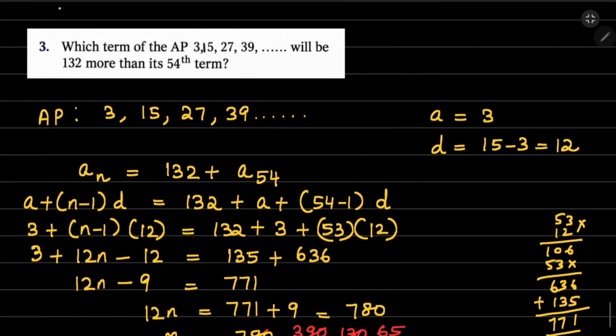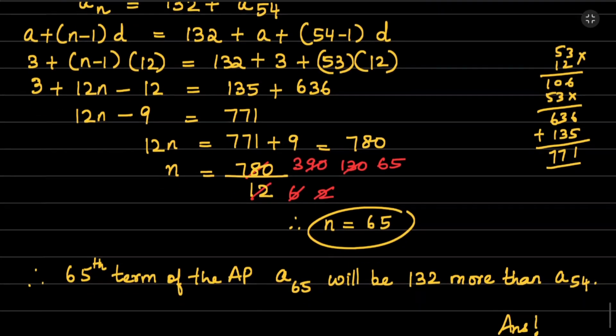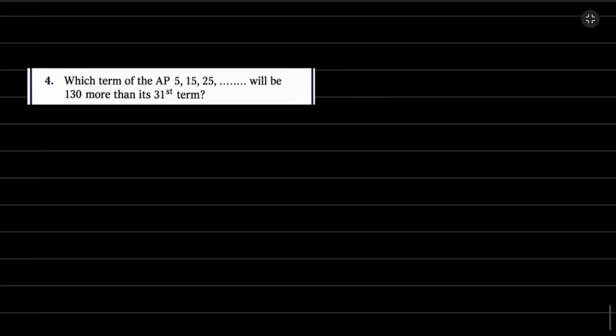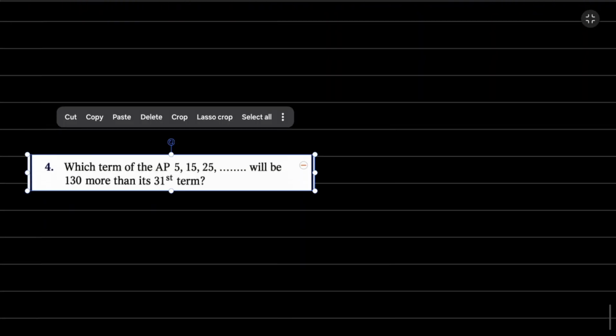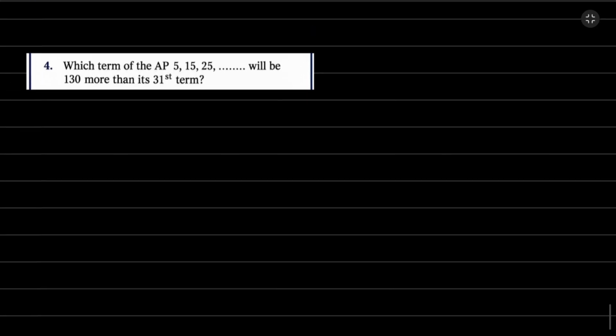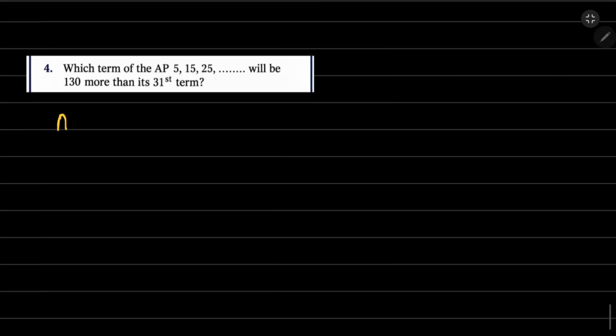I hope you understood. Please remember this nth term formula, an equal to a plus n minus 1 into d. Let's move on to the next question. Yeah, this is also of a very similar type. Let's do it. So you are given the AP, that is 5, 15, 25 and so on.